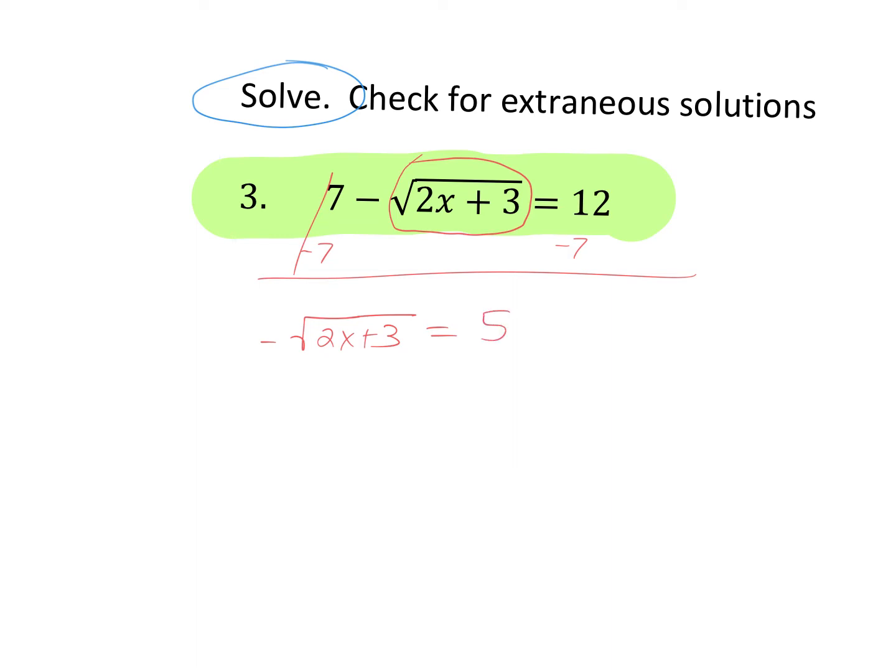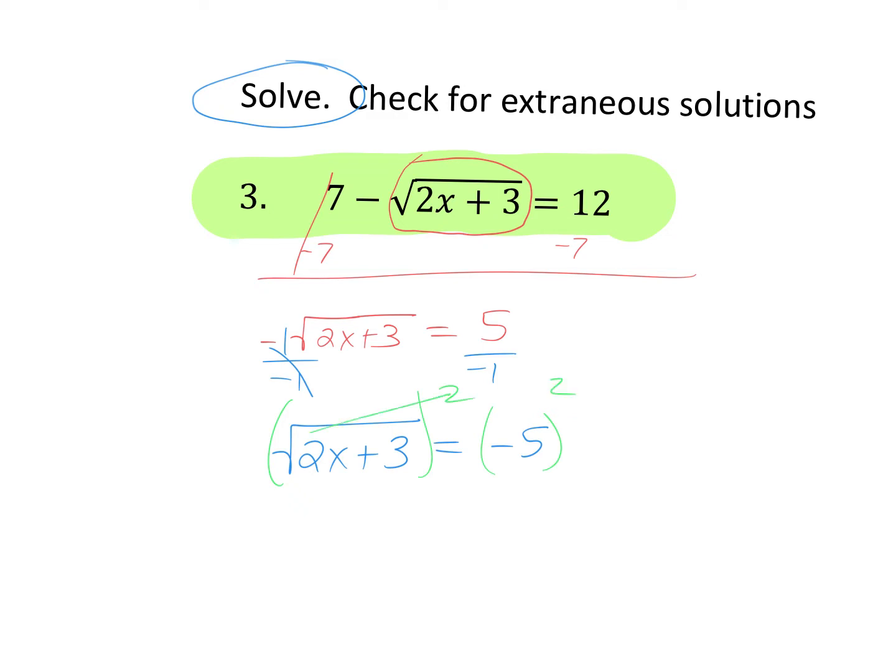That negative does not distribute inside your radical. This is times, right here, a -1. So you're going to divide both sides by -1. So you have the square root of 2x plus 3 equals, what's 5 divided by -1? -5. Good. Now that the radical is by itself, how do we get rid of it? You're going to square it. You're going to square both sides.